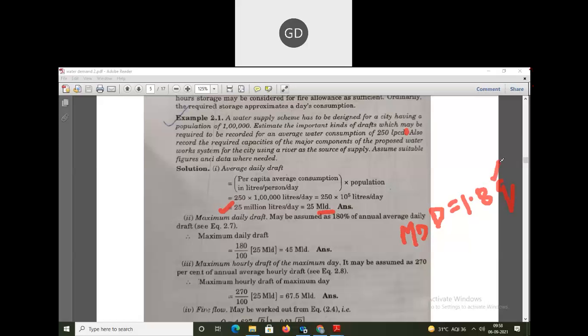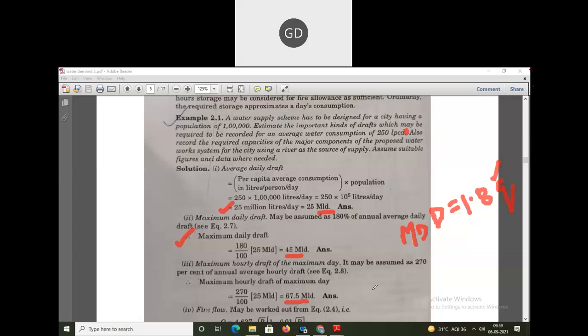So after finding small q, it is now easy for you, because you know the formulas of MDD or MHD, all these formulas now you know. So in the next step you easily find out the maximum daily demand. The formula I have just written is 1.8 into q. You multiply these two and you will get 45 mld. Then next you find out the maximum hourly demand. What is the maximum hourly demand? It was 2.7 into Q. You multiply and you will get the answer 67.5 mld.